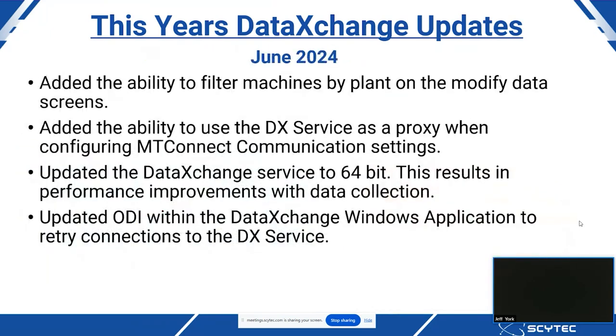In June of this year, we had a smaller release that saw the added ability to filter machines by plant on the modified data screens. We added the ability to use the DX service as a proxy when configuring MTConnect communication settings. We also upgraded the DataXchange service to 64-bit, and this is going to result in better performance with your data collection. Finally, for this June release, we saw an updated ODI within the Windows application to retry connections to the DataXchange service when that connection is lost.